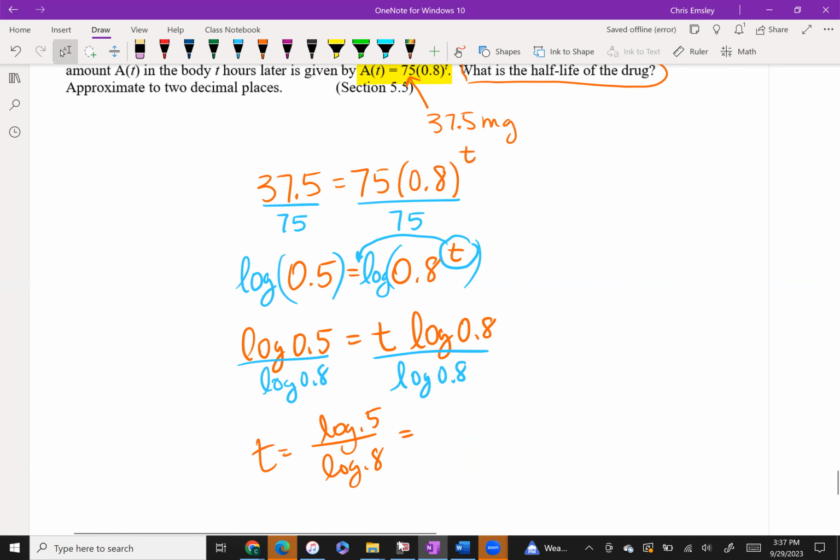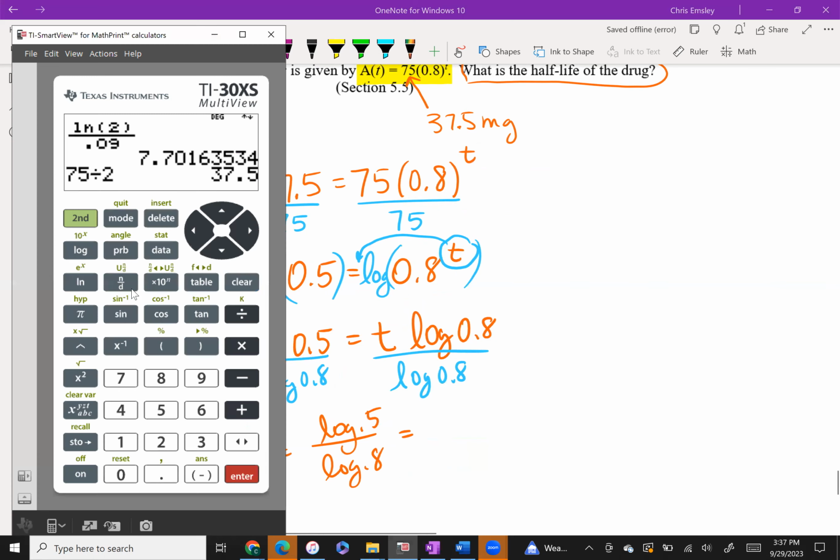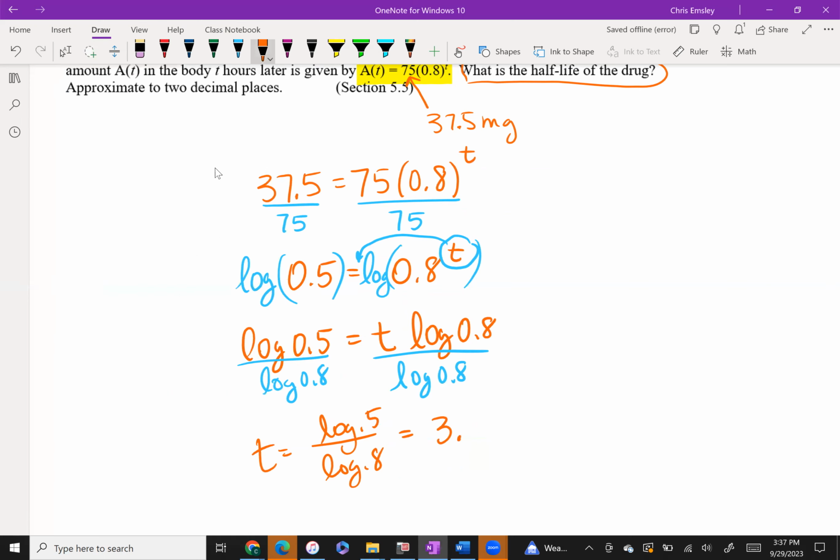It asked us to approximate to 2 decimal places. So log 0.5 over log 0.8. Enter. So for 2 decimal places, we would look at the 6 and round up. So 3.11 hours is how long it would take for half of that drug to be eliminated from the body.